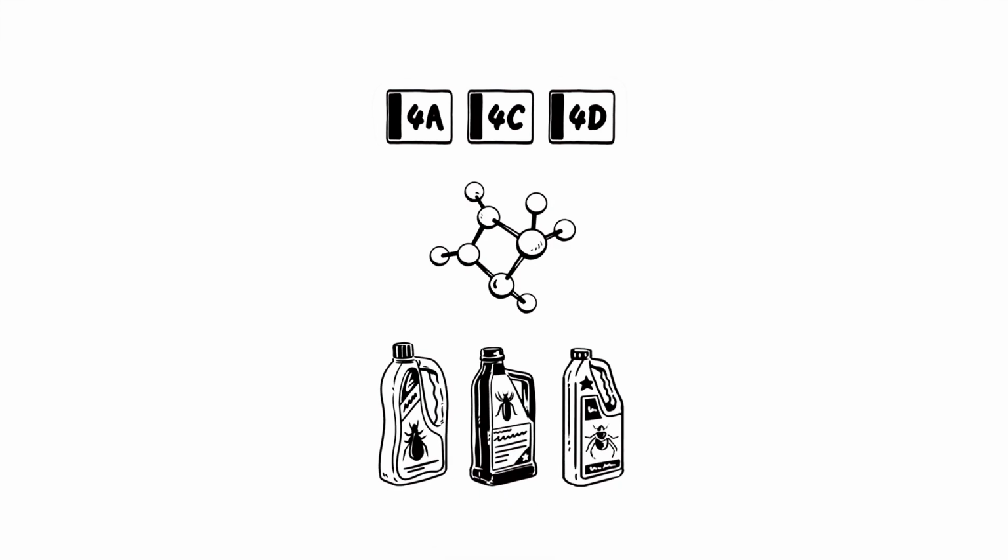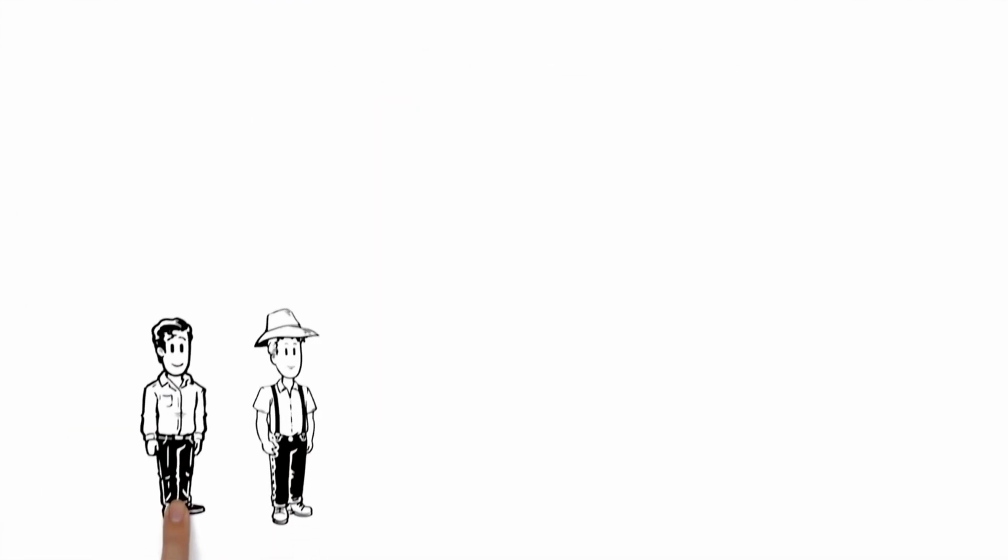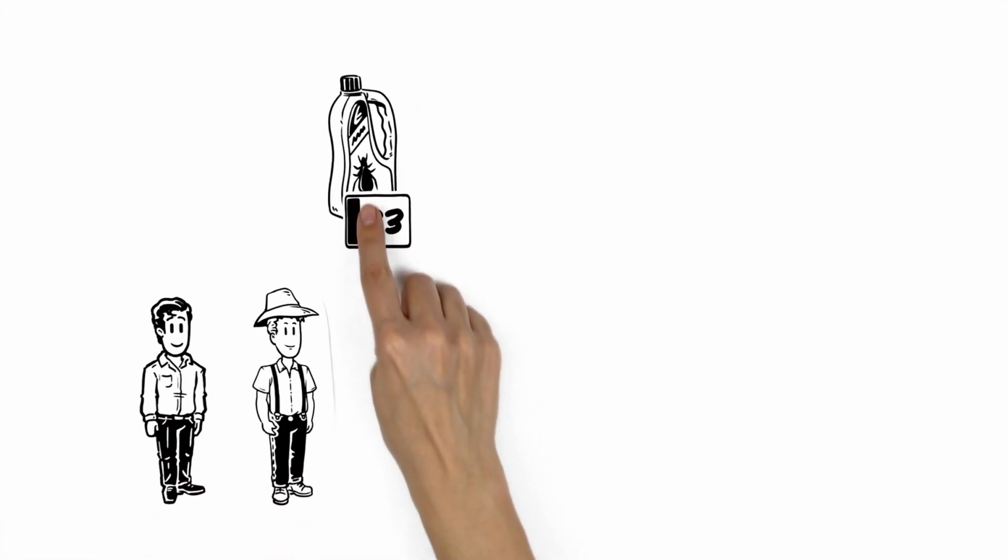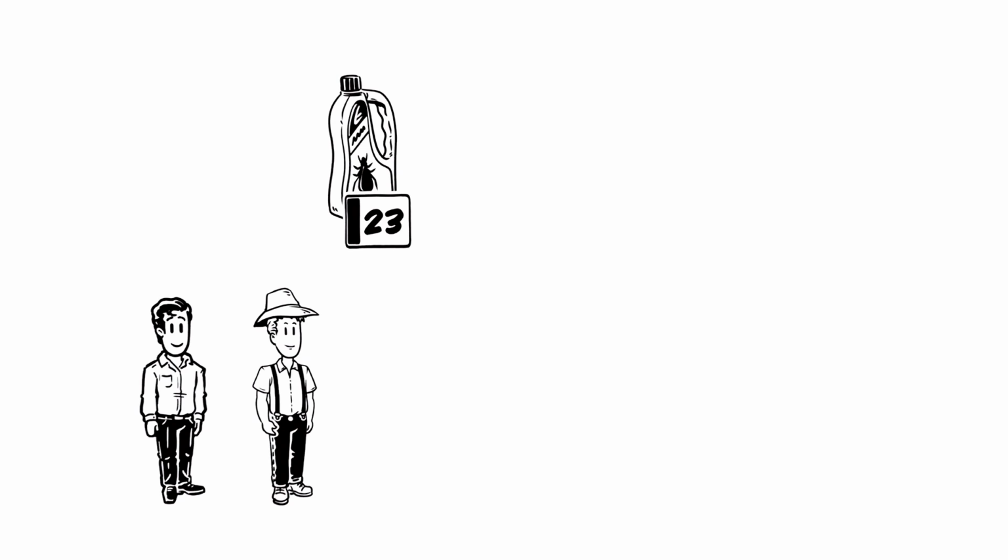Letters after a specific mode of action indicate chemical and structural differences between insecticides that have the same mode of action. These should only be used for resistance management if no other insecticides with different modes of action are available. Zach reminds Bruno to always follow the manufacturer's label recommendations.